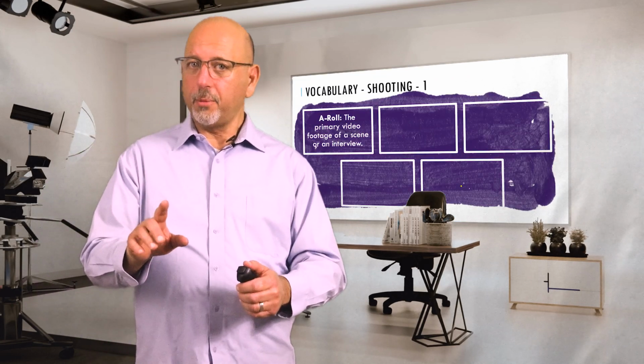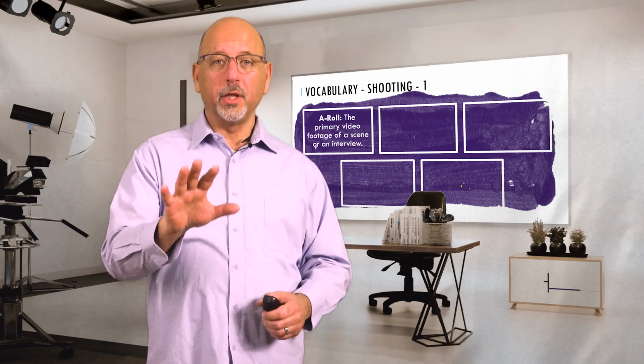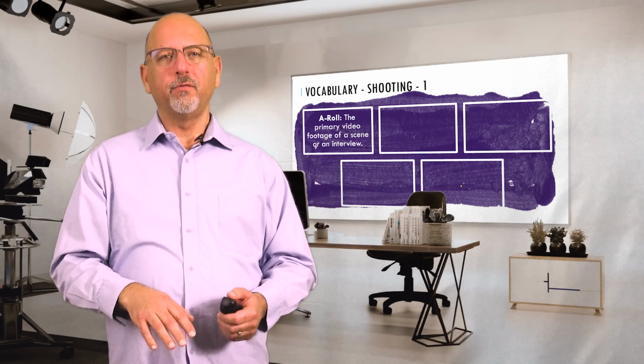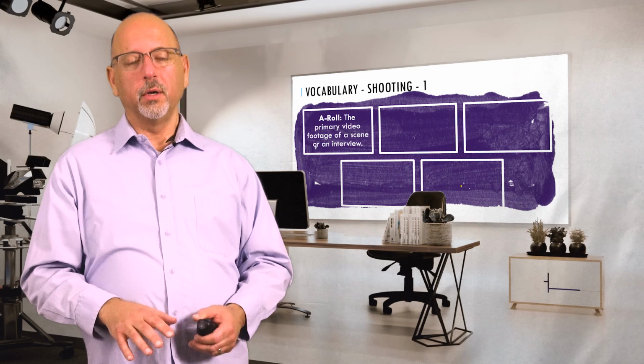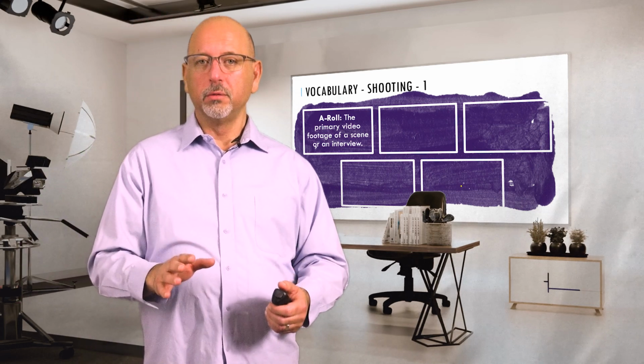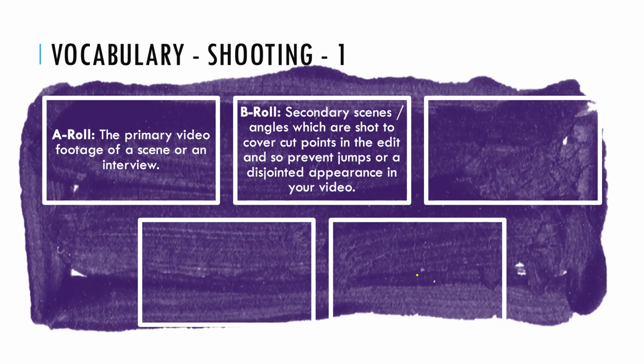Again, with the vocabulary, I want you to make sure that you are consulting the complete vocabulary list for this section. This section that we're doing is vocabulary for shooting number one. The first two terms that we're going to use go well together: A-roll and B-roll. A-roll is the primary video footage of a scene or an interview. That's the shot of the person that you're interviewing, the person that's appearing on camera. That is your A-roll, your primary footage.